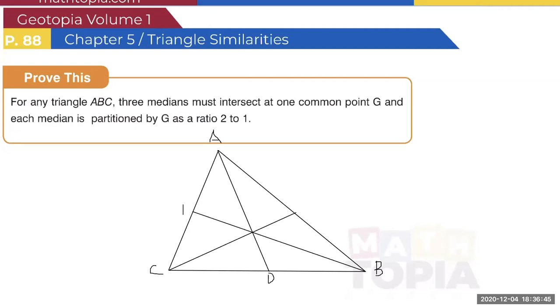If you know mass points, you probably know that this is really easy to prove. Let's suppose we don't know mass points. So we have this triangle, and what you can think is we have these three medians, and we need to prove that they concur in the same point, and that the partitions are 2 to 1. So this is 2 to 1.